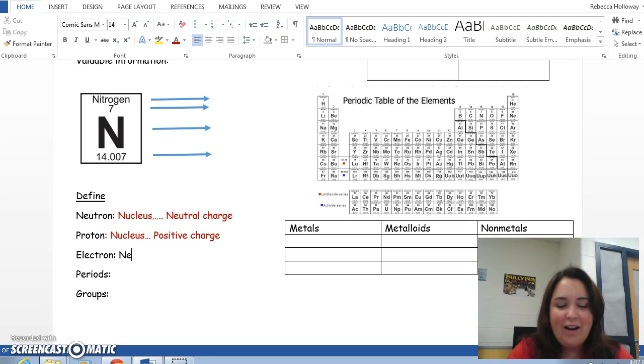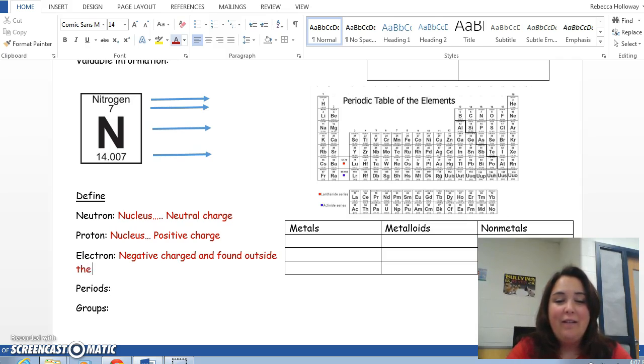Electrons are, let me get my coloring. Electrons are negative, charged, and found outside the nucleus. And when we get to the modeling at the top of the page, we'll actually go over that a little bit more. So the nucleus, there we go.